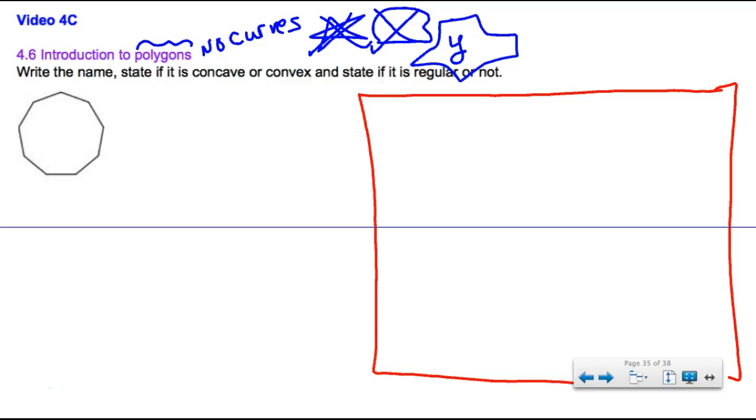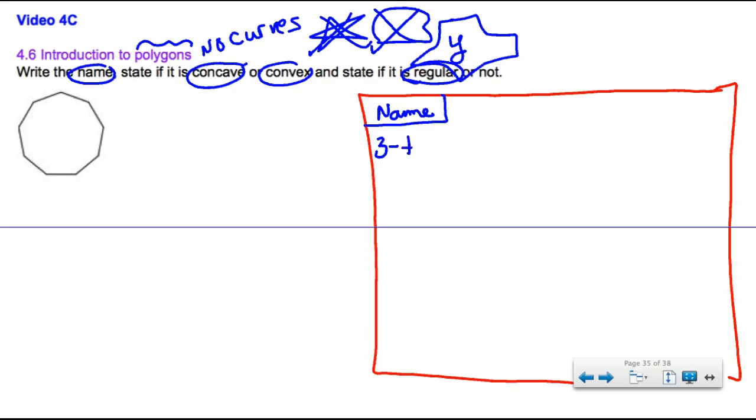Now, when we talk about polygons, there's a lot of stuff you're going to have to do. First of all, we name them. We're going to state whether they're concave or convex, regular or not. We're going to find the area. We're going to find the angle measures inside of it. Lots of stuff. So before we start answering these questions, first of all, let's write their names down. They have formal names up to about 12 sides. And then after that, I'll tell you what we do after that. So let's put the names over here.